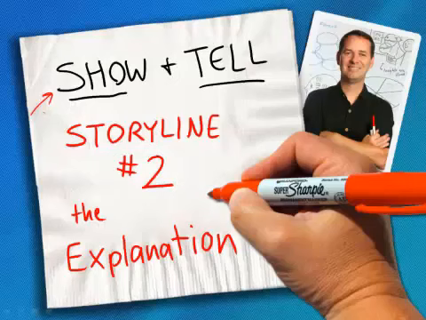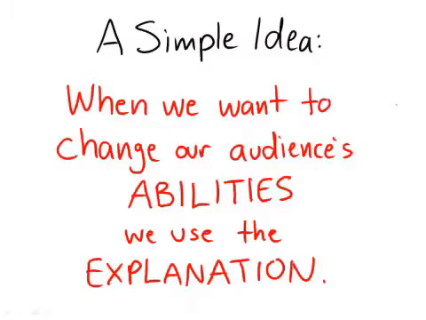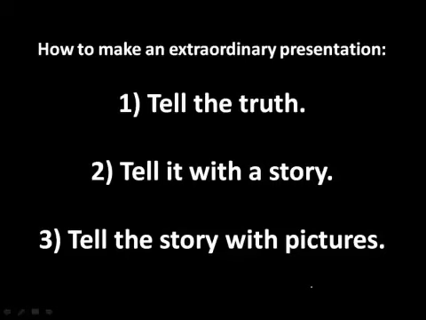And we're going to be talking today about storyline number 2, which we're going to call the explanation. The simple idea that we're going to talk about today is this. When we want to change our audience's ability to do something, the storyline that we use is going to be an explanation. Taking a half step back into a little bit of review, where do these storyline ideas come from?